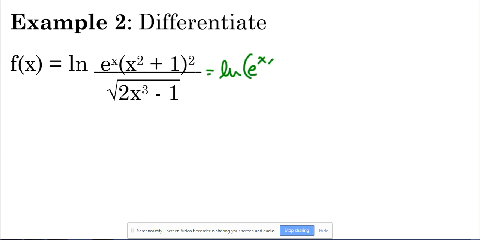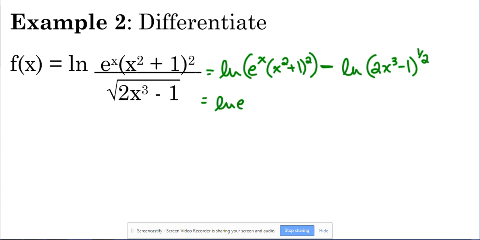We've got the natural log of e to the x times x squared plus 1 squared, minus the natural log of 2x cubed minus 1, of course, to the 1/2 power. I'm going to go ahead and write my square root as the 1/2 power. Then we've got a product within this natural log, so let's go ahead and split that up into a sum. And while I'm at it, let's go ahead and use our power rule: 1/2 natural log of 2x cubed minus 1.